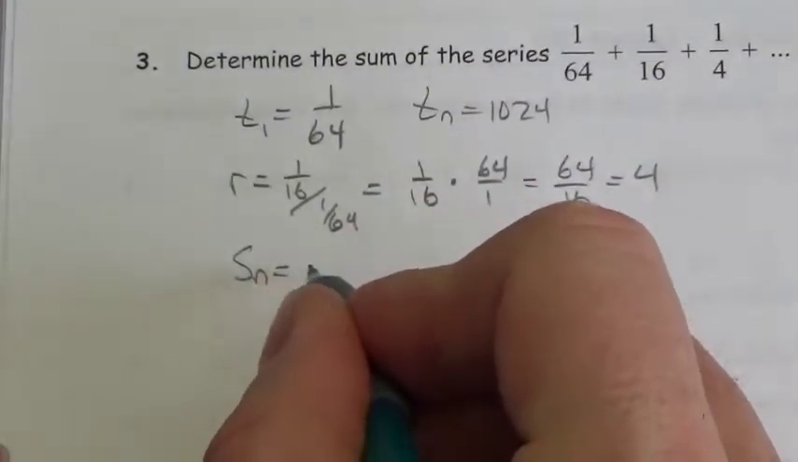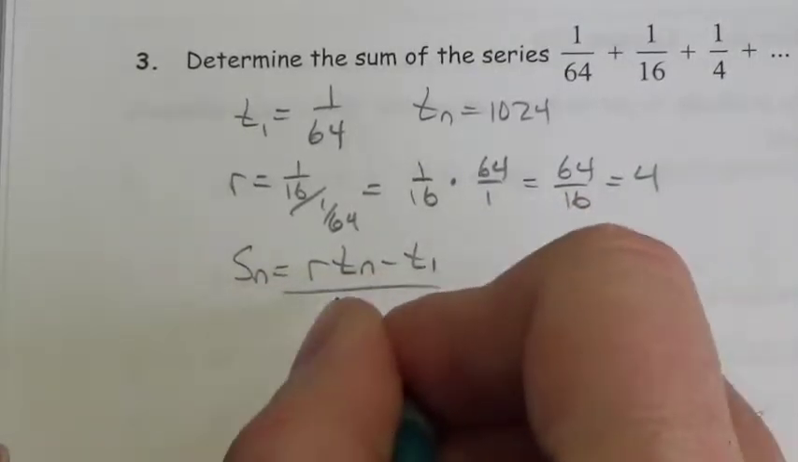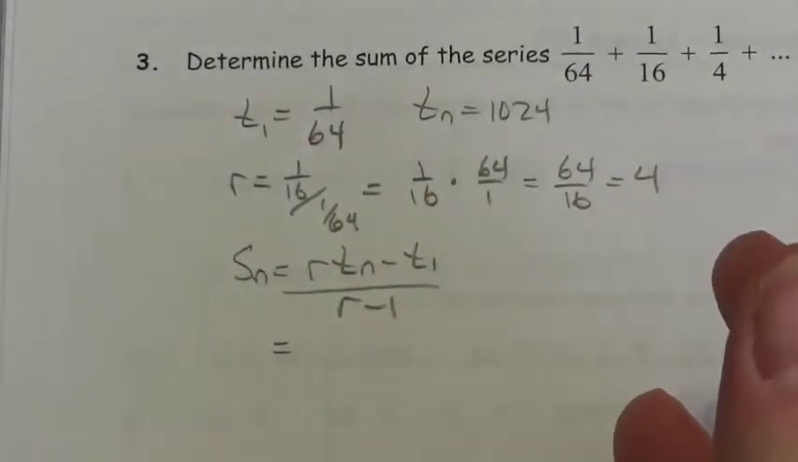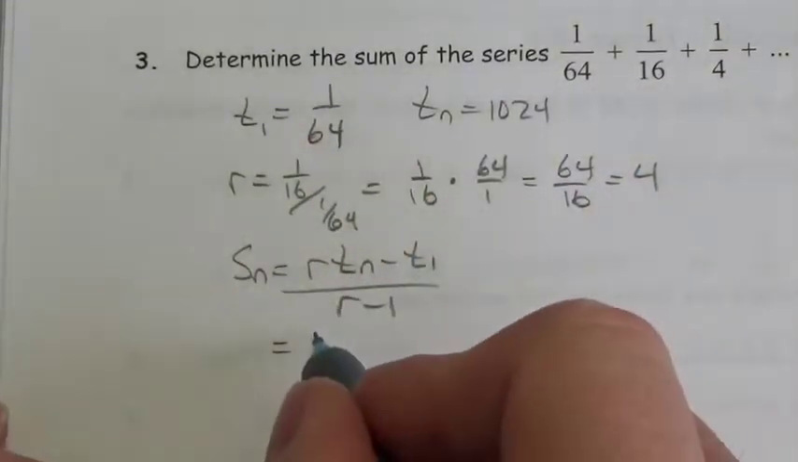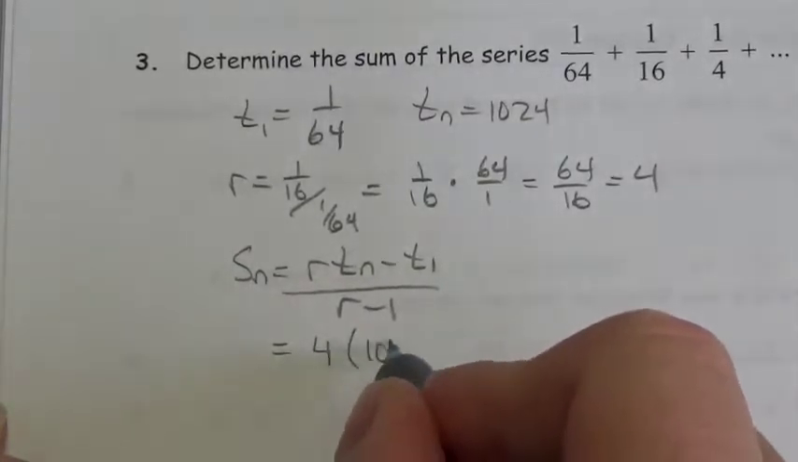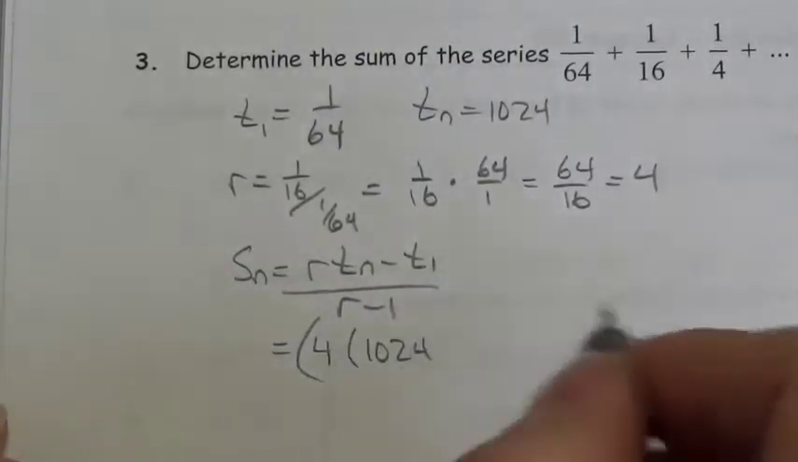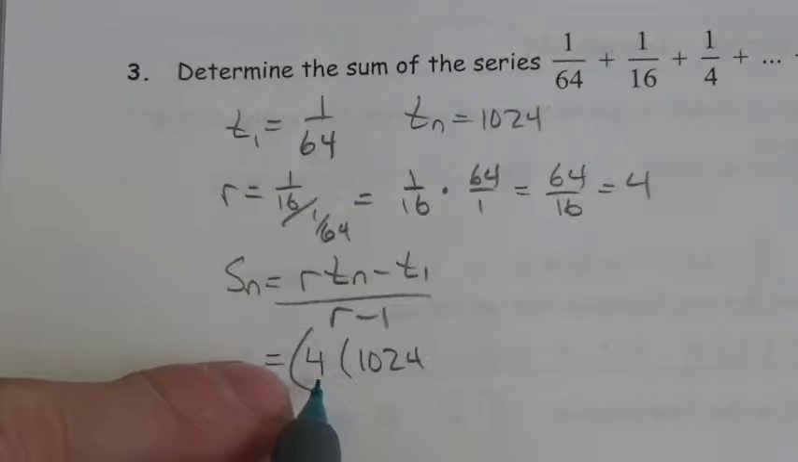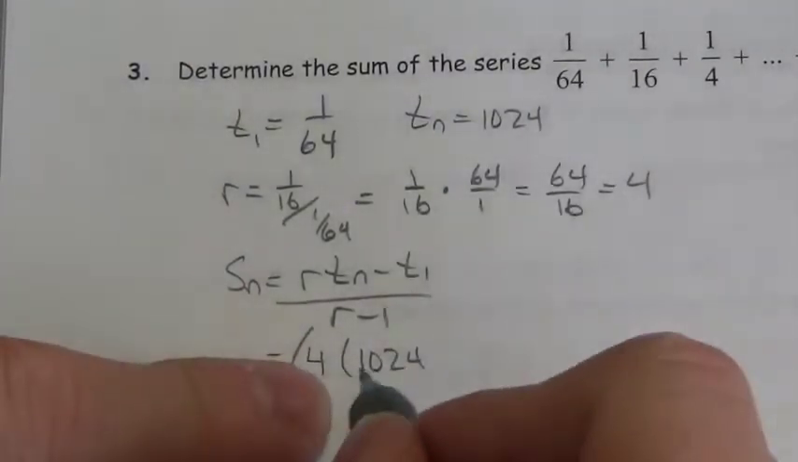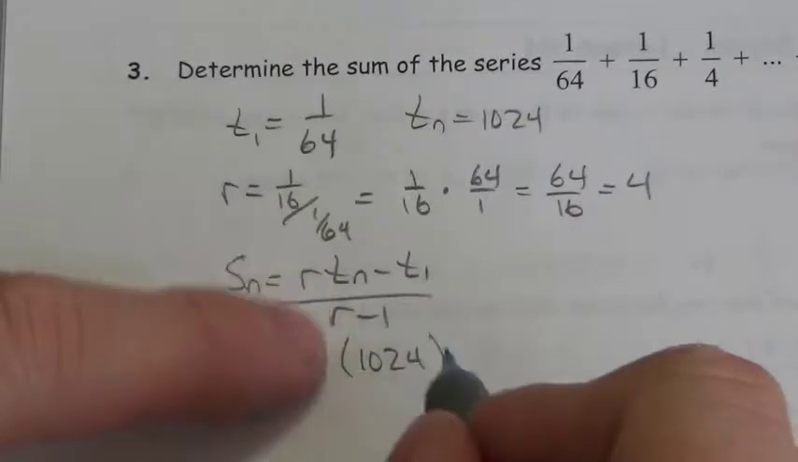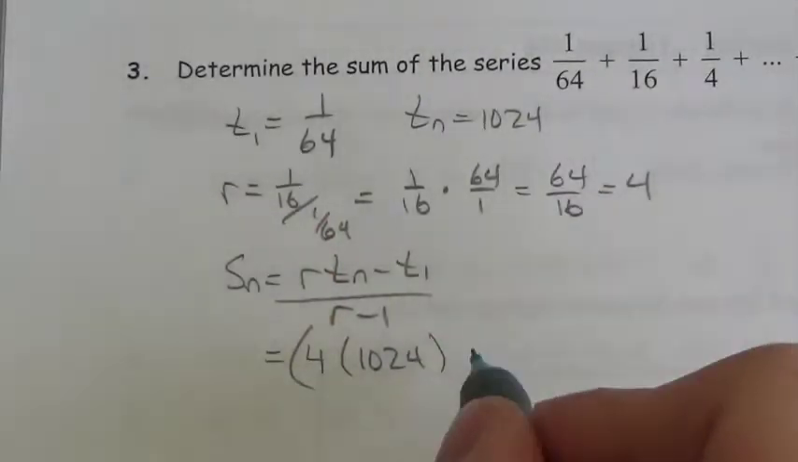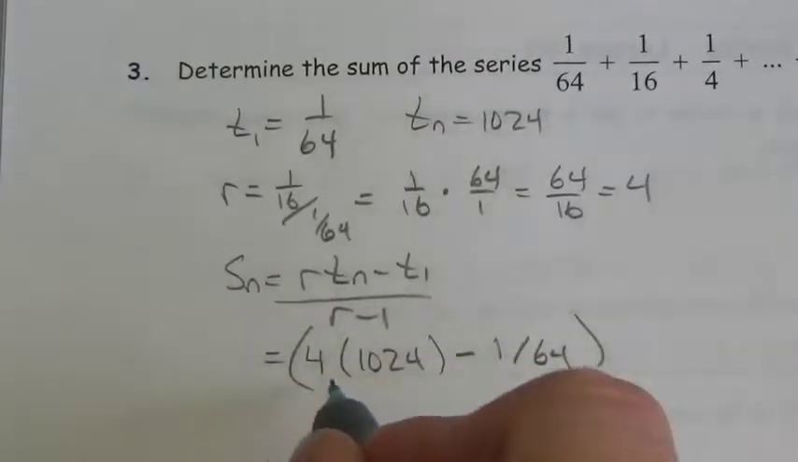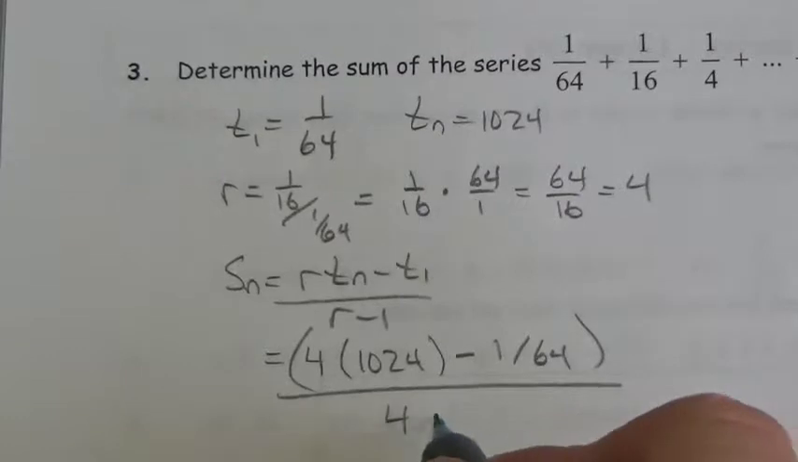So Sn is going to equal rTn minus T1 over r minus 1. Again, I don't know how many terms there are in this sum, but that's okay. That's going to be 4 multiplied by 1,024. Now I'm going to put parentheses around the whole numerator. I don't really need to put parentheses around the 4 because it's not negative, but I need to multiply that by 1,024. And so putting parentheses around that, the calculator will understand that. Okay, minus T1, which will be 1 divided by 64. All over 4 minus 1.